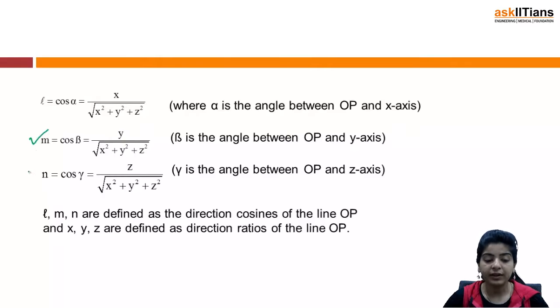Similarly, you will get the values of m and n, that is m equals cos beta, which is y by under root x square plus y square plus z square, where beta would be the angle between OP and the y axis. Similarly, n would be cos gamma, that will be equal to z by under root x square plus y square plus z square. Gamma is the angle between OP and the z axis. l, m, n are defined as the direction cosines of the line OP, and x, y, z are defined as the direction ratios of the line OP. So these things are important, that l, m, n are direction cosines, while x, y, z would be direction ratios of the line OP.